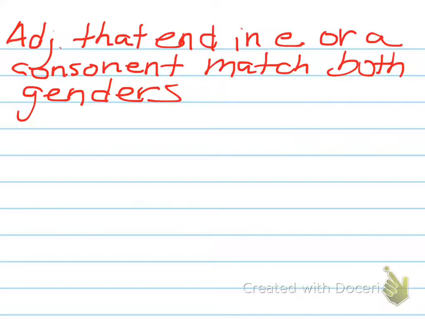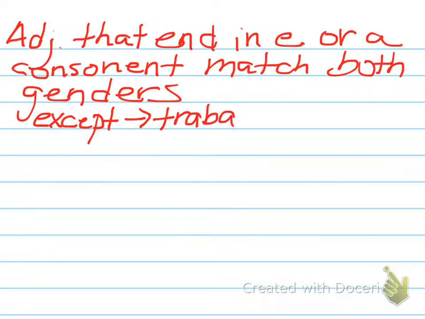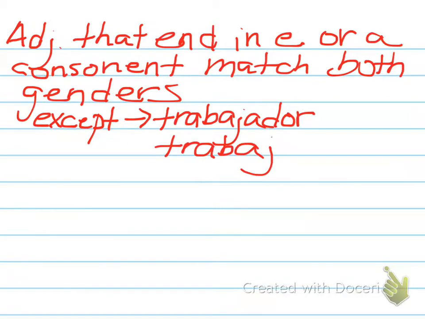The only exception to this rule is trabajador. So your exception is trabajador. That ends in a consonant, but in order to make it feminine, you add an A, like trabajadora. Trabajador or trabajadora. That's hardworking.